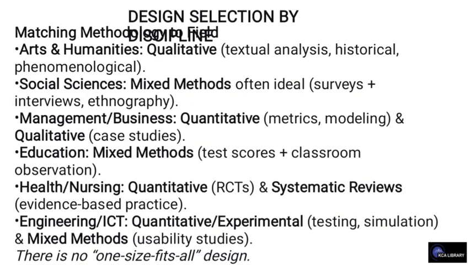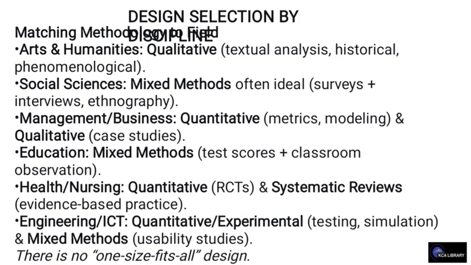Now let's have design selection by discipline, matching methodology. In arts and humanities, it's qualitative, that is textual analysis, historical, phenomenological. In social sciences, mixed methods are often ideal, that is surveys plus interviews plus ethnography.